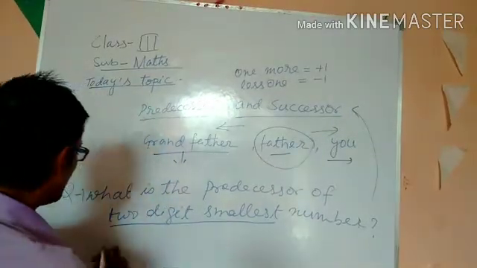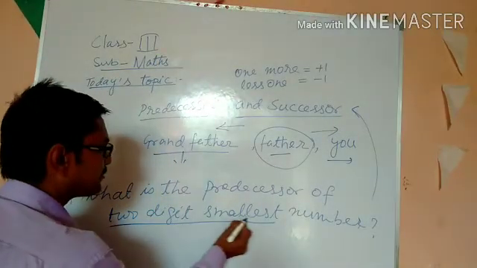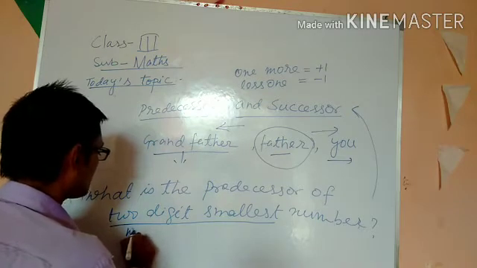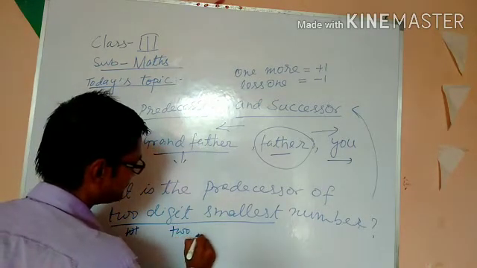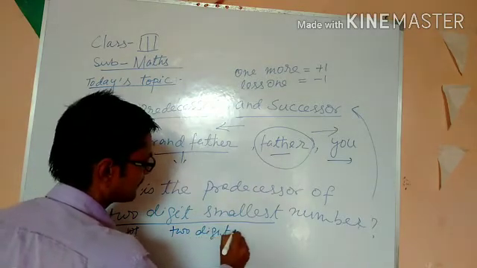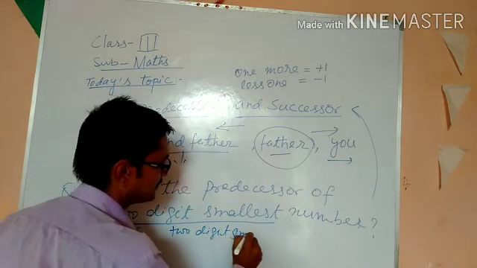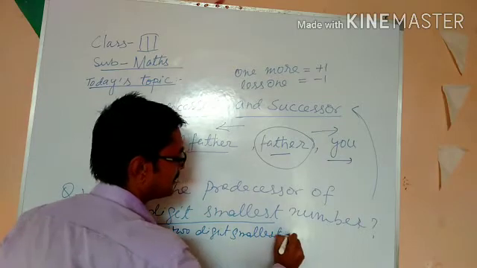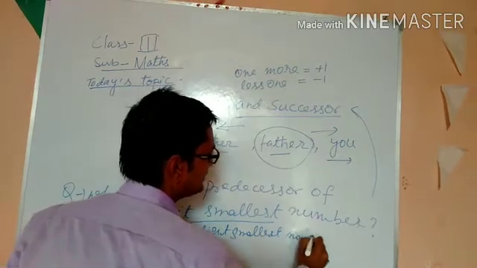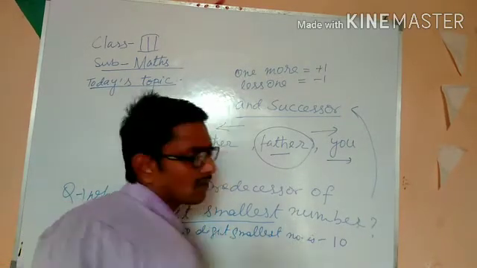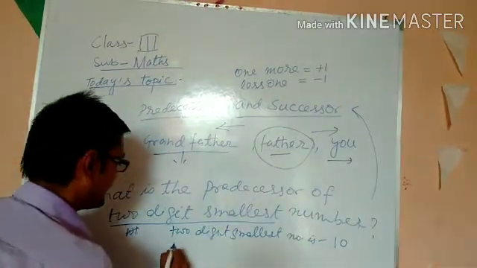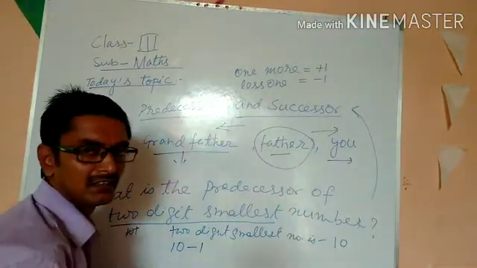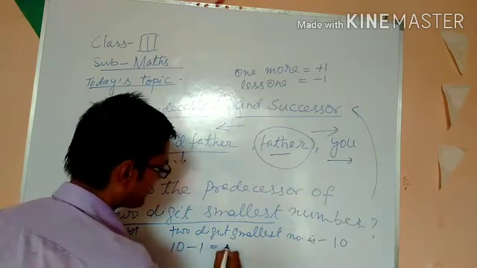Here you have to make a concept. First of all, you have to write the 2-digit smallest number. And what is the 2-digit smallest number? The 2-digit smallest number is 10. Okay. Now from here you will get the predecessor of 10, minus 1. Is it clear? Now you will get 9.